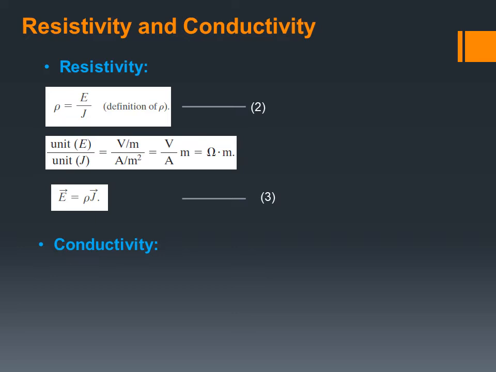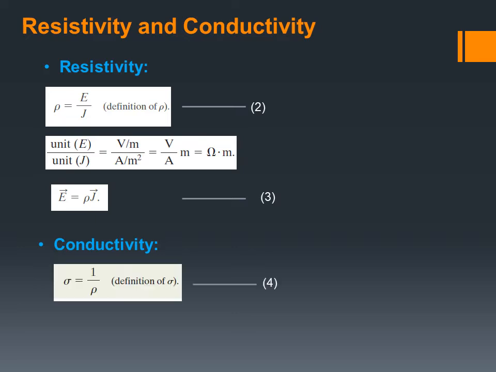Now conductivity. Conductivity is simply the reciprocal of resistivity. We simply write it as it is. So this equation, equation number 2, can be simply written as J is equal to conductivity times E in terms of vectors.